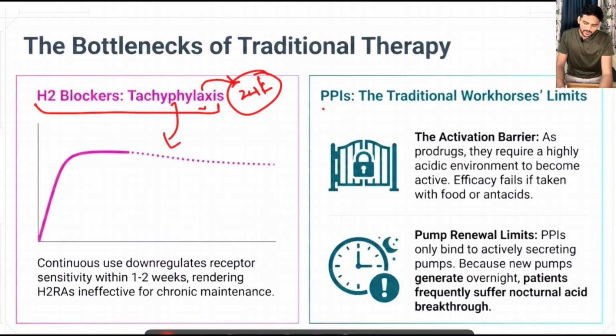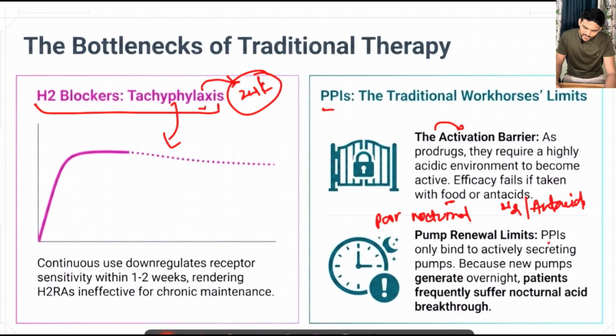Coming to the limitations of PPIs, we know that it needs to be activated. For that, it needs stomach acid. So if taken with food or with some other antacids like H2 blockers or antacid syrups, this drug will not be activated. And as mentioned, it has very poor control of nocturnal symptoms. Why? Because PPIs bind only to actively secreting pumps, and new pumps will get generated overnight. So patients frequently suffer nocturnal acid breakthroughs.